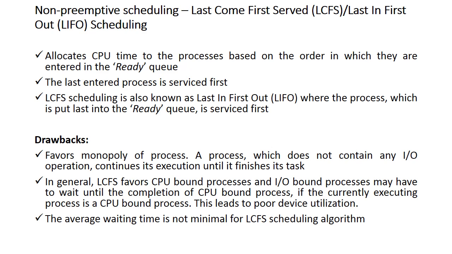The next type of non-preemptive scheduling is last come first served, or last in first out scheduling. It allocates CPU time to the processes based on the order in which they entered the ready queue. The last entered process is serviced first. Last in first serve scheduling is also known as last in first out, where the process which is put last into the ready queue is served first.